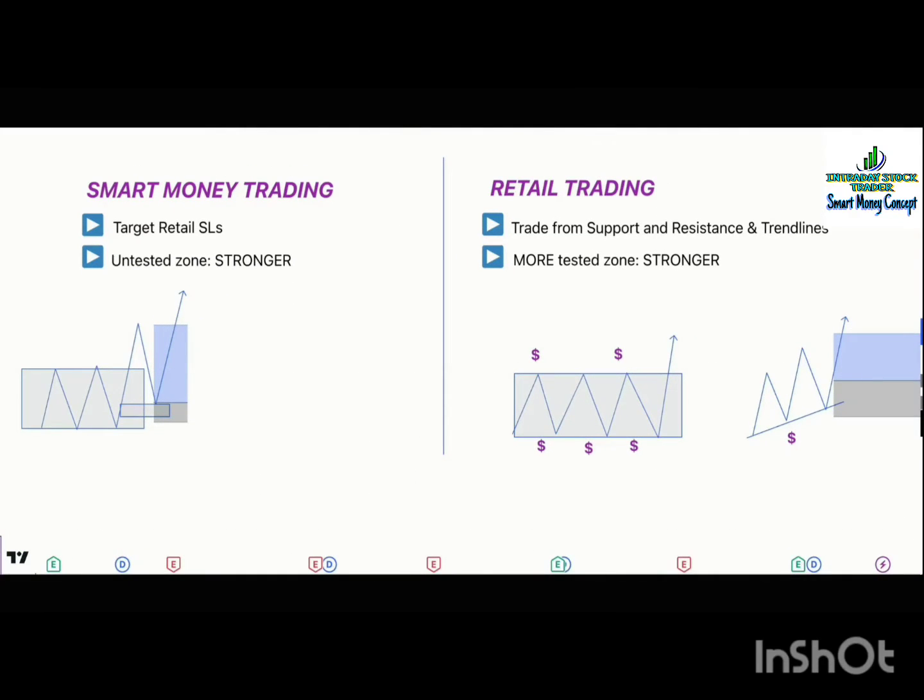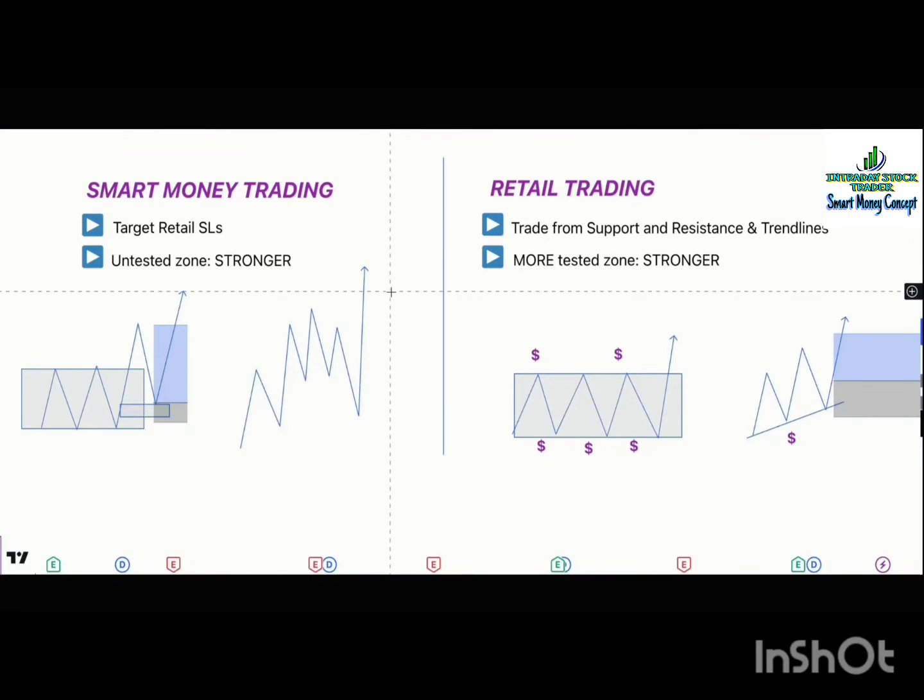And when you see a trending market like this, you could understand that there is a trend line. When you see this trend line, you could easily understand that the retail traders put their trades there, putting stop losses below it. You wait for these stop losses to be grabbed, this liquidity to be grabbed, and the price to come to this unmitigated zone, to this order block, and then make the market move.